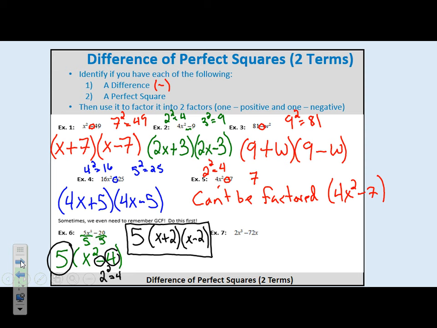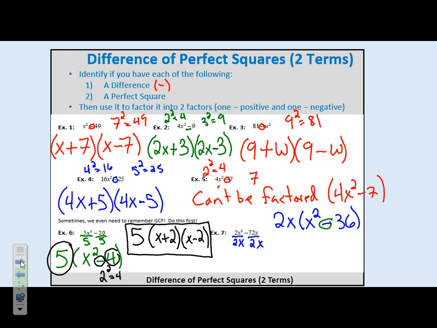All right, ladies and gentlemen, last example for the day. For this one, first thing we have to do is take out a greatest common factor. I know I can take out 2. But I have an x cubed and an x, so I can also take out an x. So when I rewrite this one, I'm going to get 2x, and then left on the inside, I'm just going to have x squared, because I took one away, minus 36.